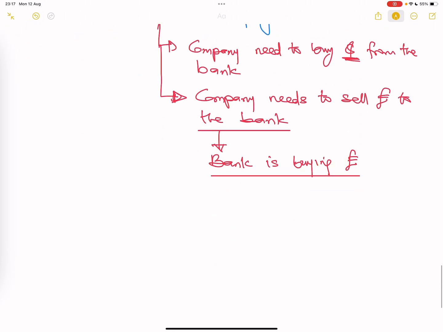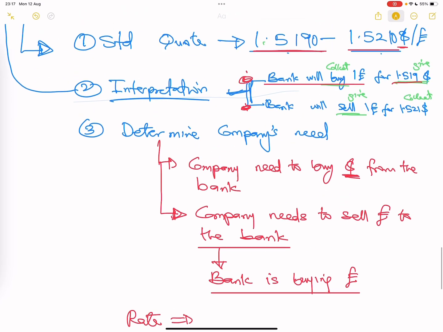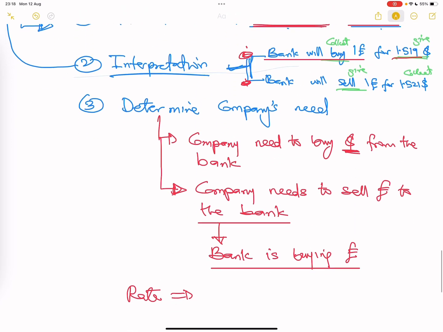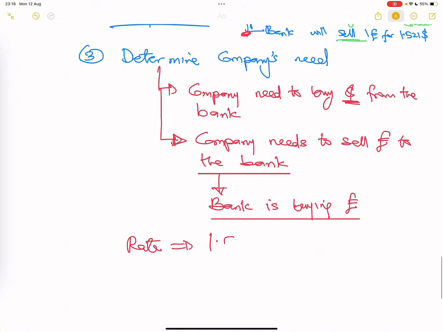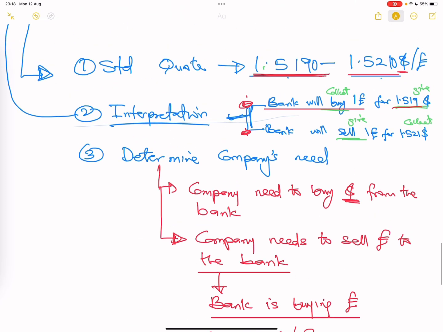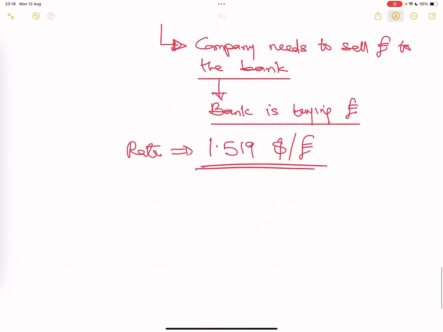So your rates automatically become 1.519 because that's the buy rate that needs to be used. $1.519 for £1. Because where they miss it is they don't know which rates to use. So now that is clear.